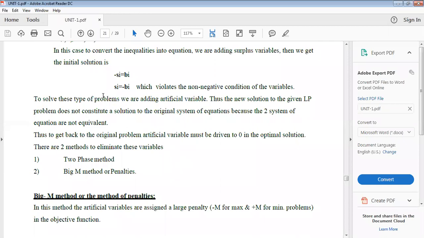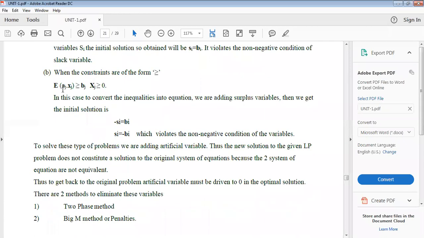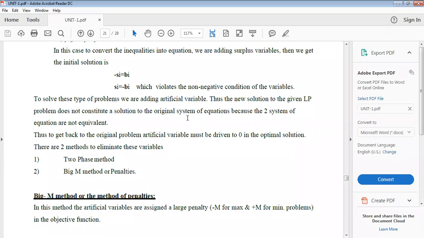So this is to solve when the constraints are greater than or equal to, for example Aj xj greater than or equal to Bj, xj greater than or equal to 0. In this case, we convert the inequalities into equations. I told you that inequalities, less than or equal to and greater than or equal to, must be converted into convenient form. If it is less than or equal to, it becomes a maximization problem. If it is greater than or equal to, it will automatically become a minimization problem. That is the difference in this particular case.